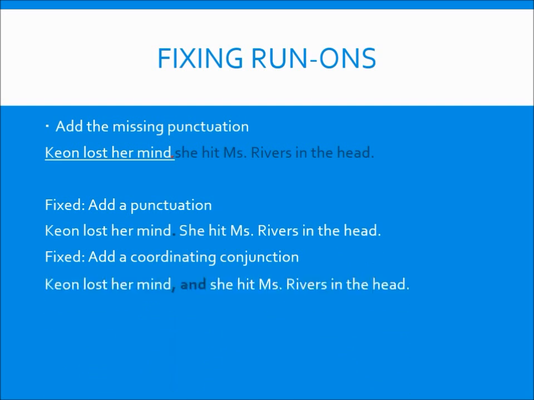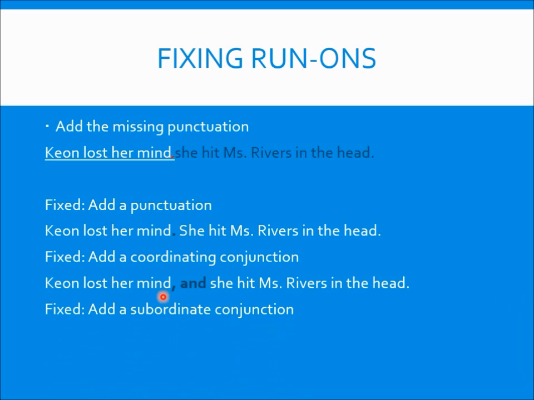And here are just the examples again that you can see where I actually fixed them. So you can see this, where I went in here and I actually fixed this. Okay, notice in this sentence here that we actually have a period here now, and in this sentence we added a fanboy, and. Now another fix is the subordinate conjunction, which we'll get to a little bit later. Remember, those are on the wall in the back of the room. Keon lost her mind when she hit Ms. Rivers in the head. You can use this subordinate conjunction right here to fix that mistake.